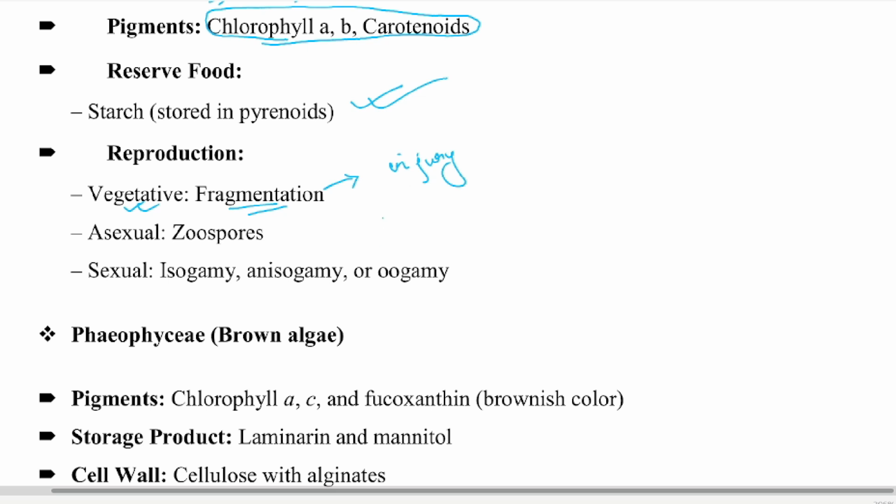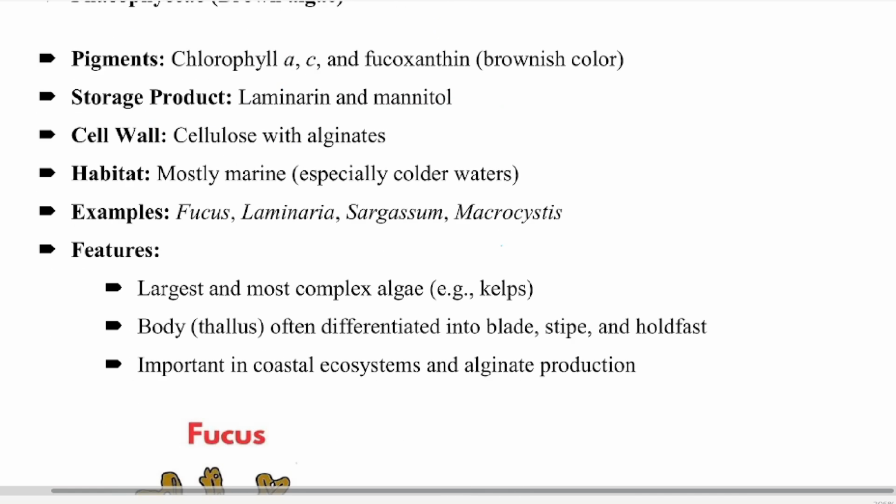and likewise another is the asexual form of reproduction, that is the production of zoospores. And in case of sexual reproduction, it may be because of isogamy, anisogamy, or oogamy, depending upon different examples that is inside the green algae.